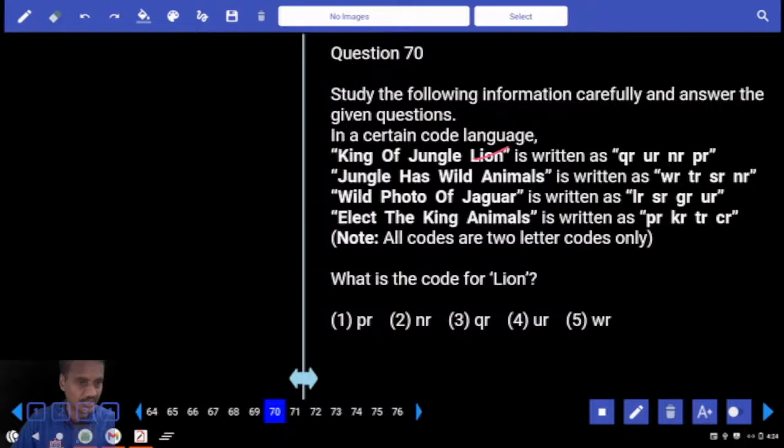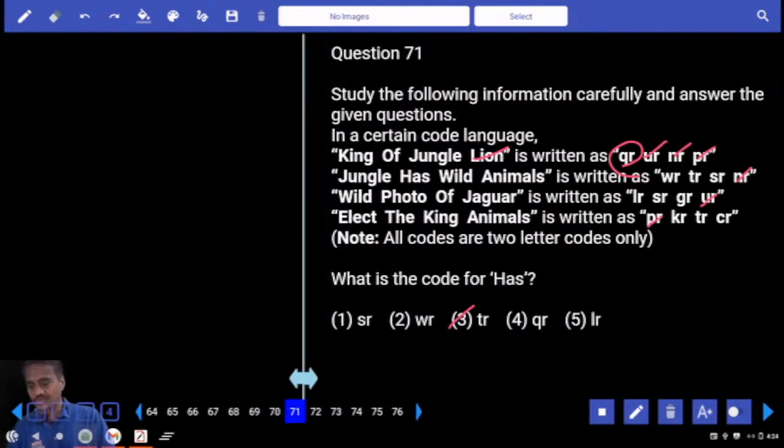Now UR and QR, is it common or not? Where is QR? QR is not there. Is UR there? Yes, UR is here and NR is here, isn't it? NR, PR. Then what is left over? QR. The code for lion is QR, choice 3.